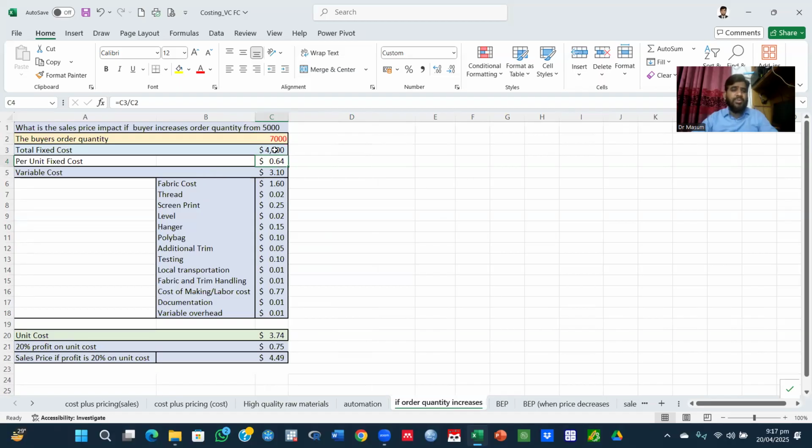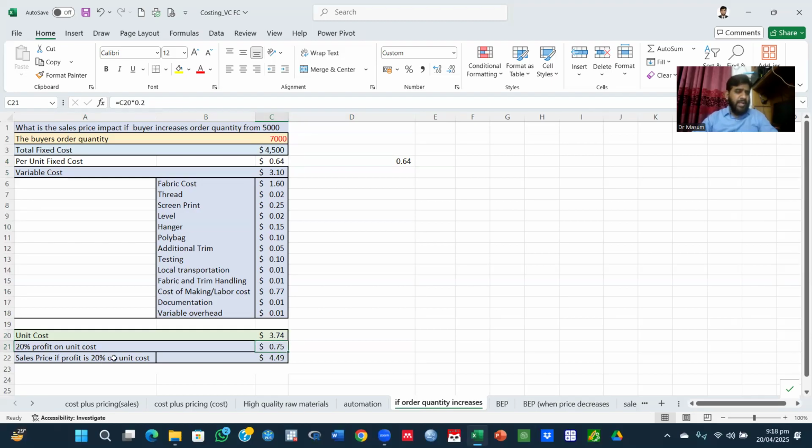When you produce more, what will happen? Your per unit fixed cost will decrease because your 4,500 remains the same. Divided by 7,000, it is 0.64. And variable cost is also 3.10. And when you are going to earn 20% profit, your profit on unit cost, 20% on 3.74.